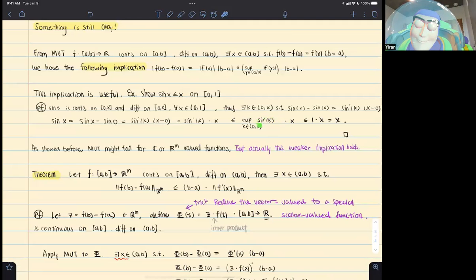So sine prime of k is equal to cosine k, right? And then the supremum of cosine k, where k ranges over 0 to x, is upper bounded by 1, because the cosine function can only take values between -1 and 1. So this is equal to 1 times x, which is equal to x. Therefore, we have sine x is smaller or equal than x.